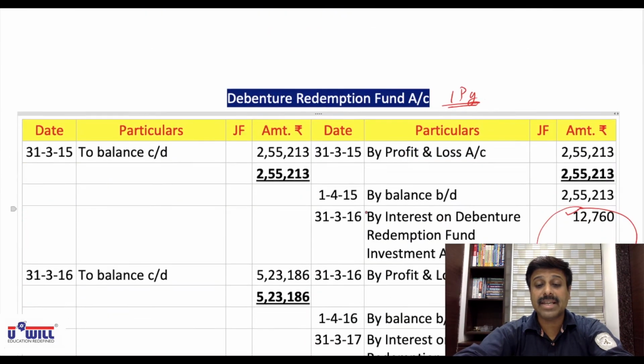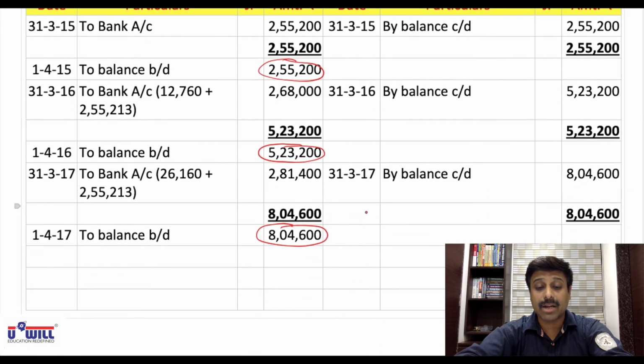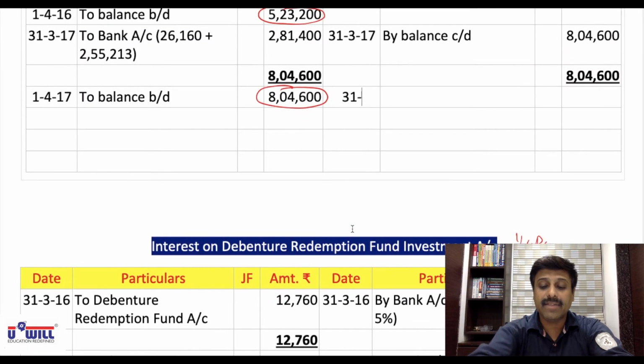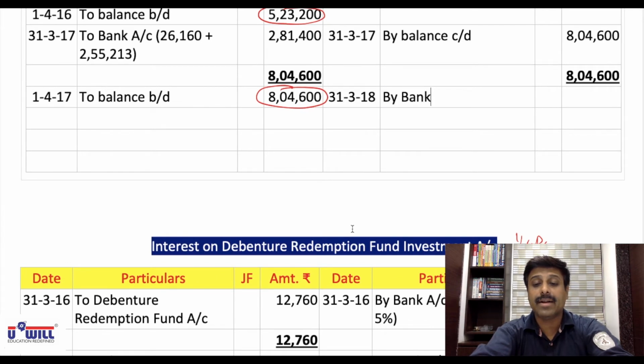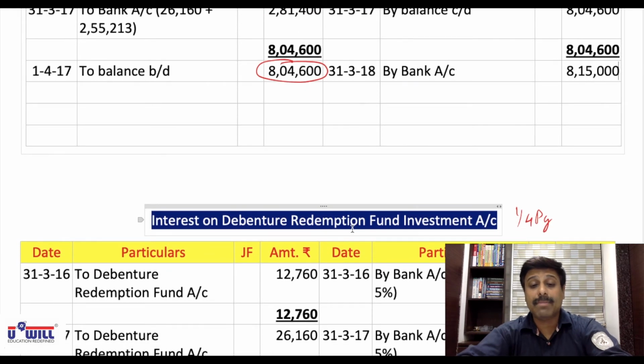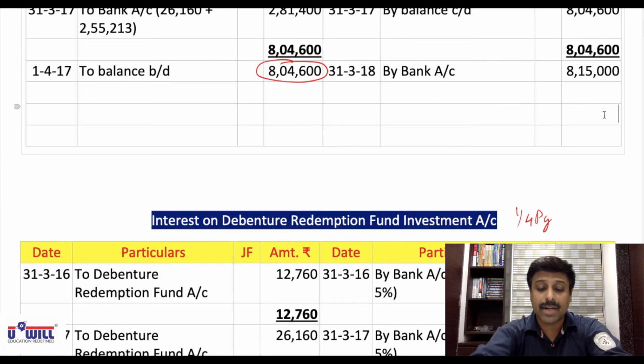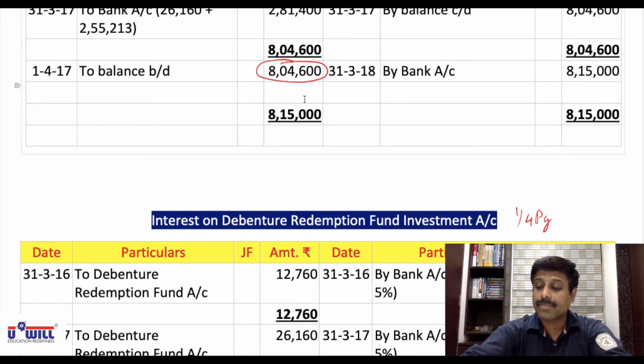For selling the investments, the entry will be bank account debit to investment account. So investment account on credit side 31,318 by bank account. We have sold the investments for 8,15,000. Then whatever balancing figure remains in investment account will transfer to fund account. Here we have sold at profit. 8,04,600 investments, 8,15,000. So 8,15,000 first you write on both the sides. And then whatever balance remains, 8,15,000 minus 8,04,600. So the balancing amount, that is 10,400, will be transferred to fund account.